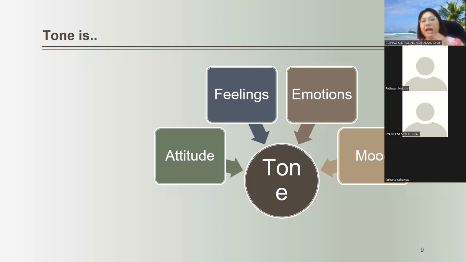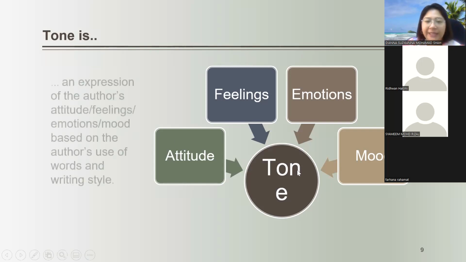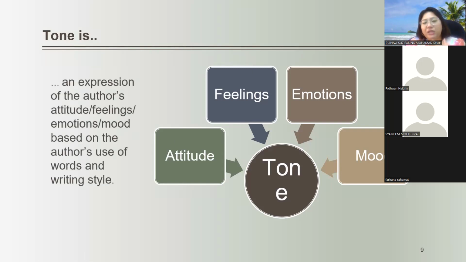Alright, so that's how we portray our emotion. We watch the movie, we watch the series, we feel so entertained, and sometimes the mood changes from sad to happy. That's how it works. Okay, so tone is actually an expression of the author's attitude, feeling, emotion, and mood based on the author's use of words and writing style.